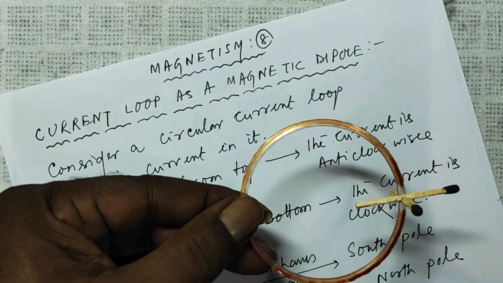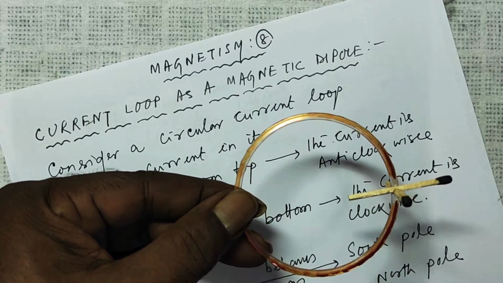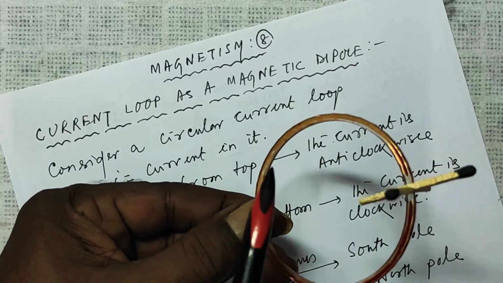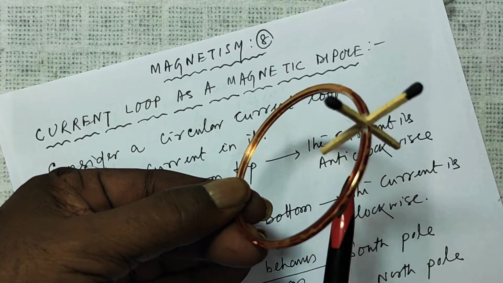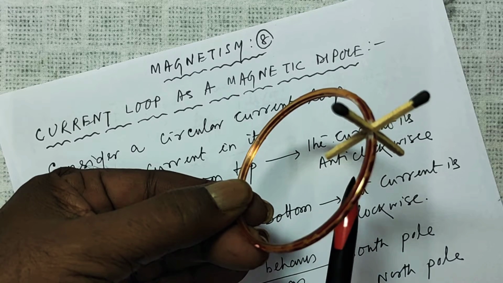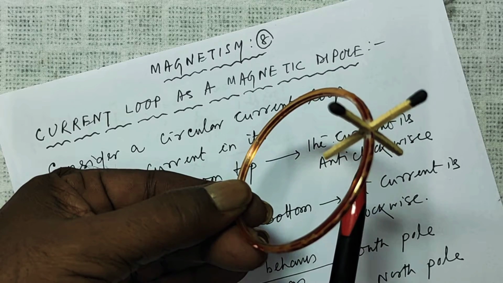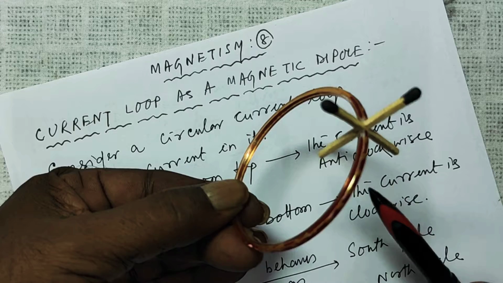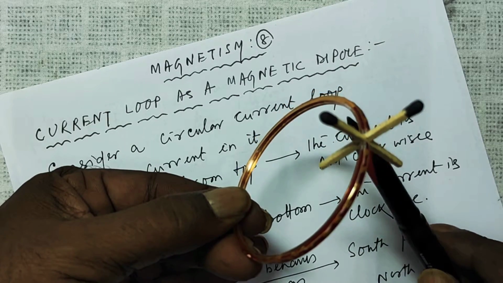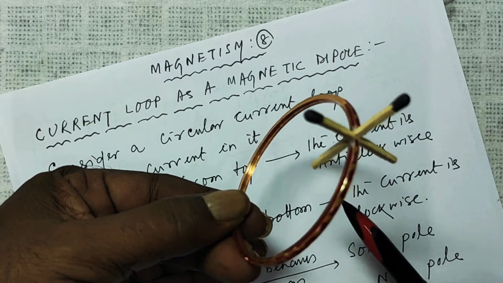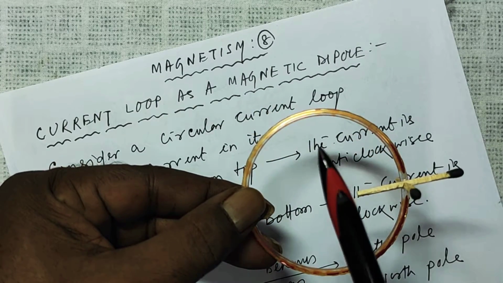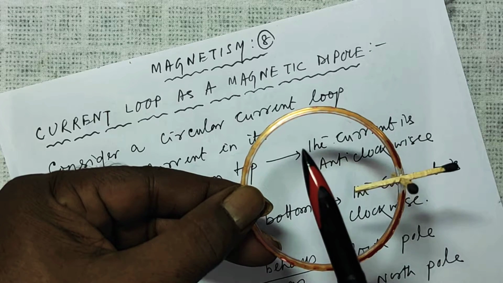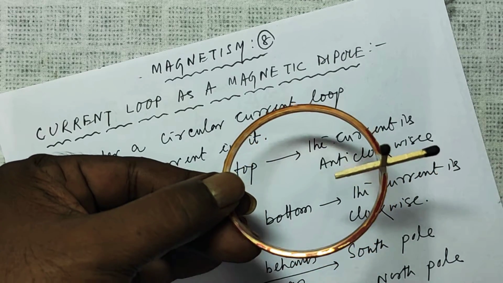And this will behave as a magnet where the upper side will behave as north pole, and the bottom side will behave as a south pole. Means the side from which the direction of current is clockwise will behave as south pole, and the side from which the direction of current is anticlockwise will behave as north pole.